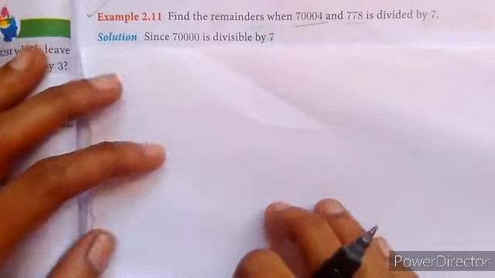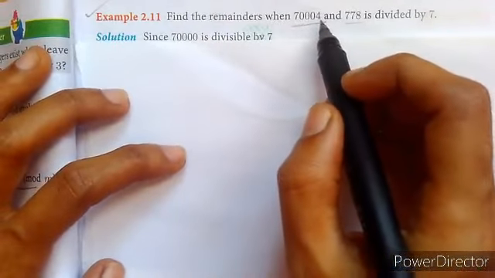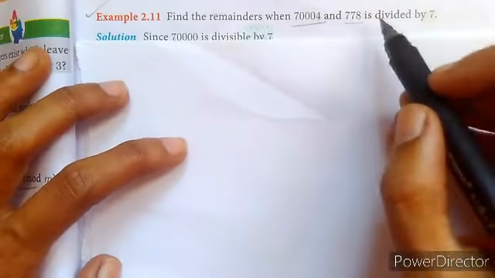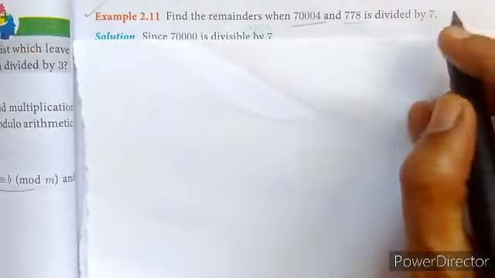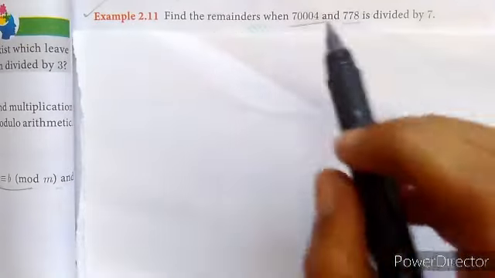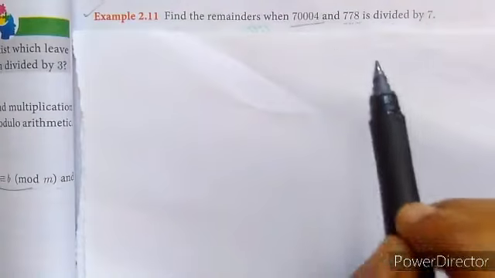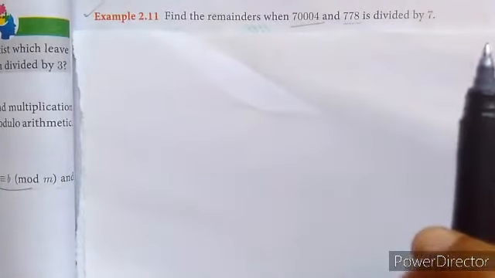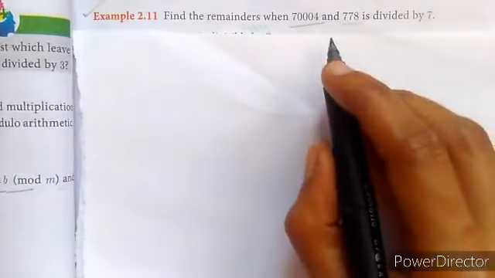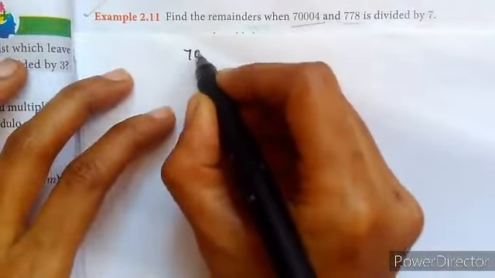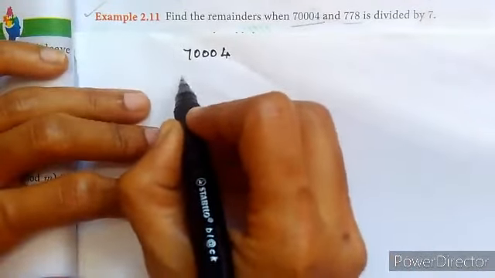Now let's see an example. Example 2.11. Find the remainders when 70,004 and 778 are divided by 7. So we have to find the remainders when these two numbers are divided by 7. Don't use the normal method, normal division. Here we have to use the congruent modulo method. So first take this 70,004. First I am going to take 70,000 only.